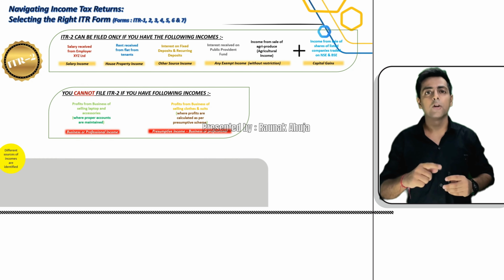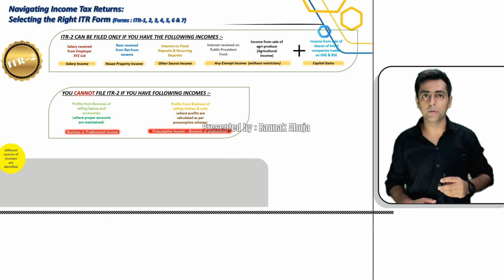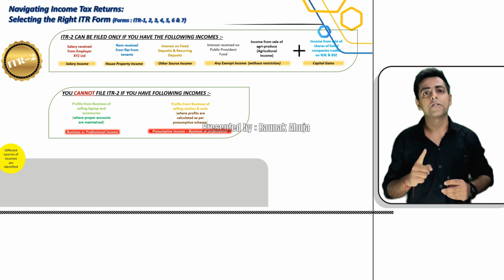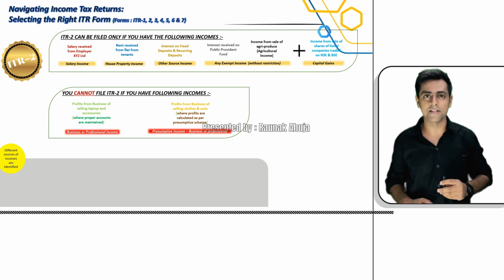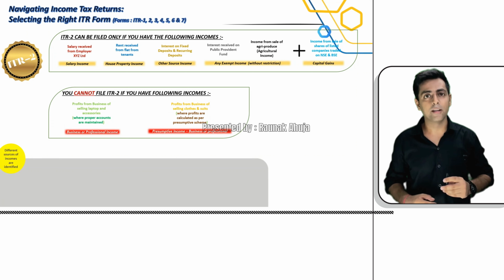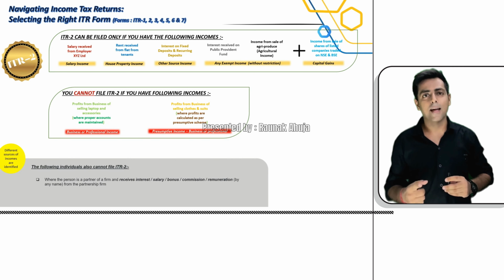However, you will still not be able to file ITR 2 in case you have any business income or income which is taxable on a presumptive basis. The other conditions that need to be fulfilled before you choose ITR 2 are given here under. You can take a snapshot of it.